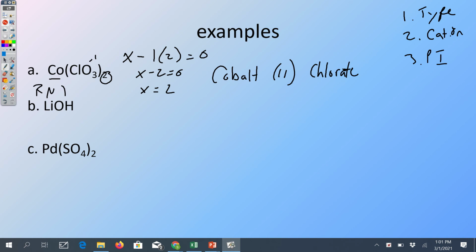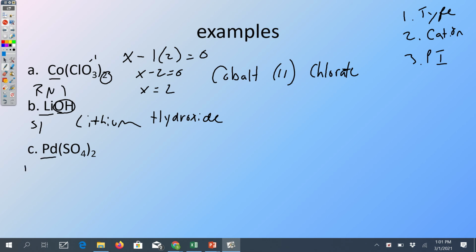Okay, now let's look at the next one. Li is a simple ionic, so I just have to name the cation. Li is lithium, and then I look at my polyatomic ion sheet for OH. That is hydroxide. I know something's a polyatomic ion if it has two capitals next to each other, right? So we're not going to name this like oxygen and then hydrogen. But you see two capitals next to each other, you're going to find that polyatomic ion on your sheet.